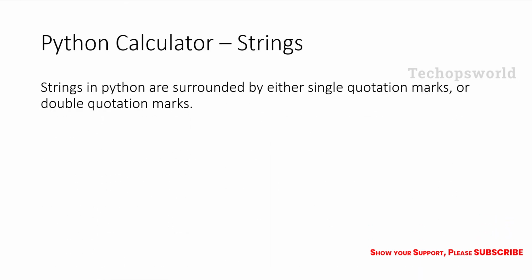So first, what are strings? Strings in Python are surrounded either by single quotation marks or double quotation marks. Anything surrounded by single or double quotation marks is called a string. We can do many things with strings, whether it is an algorithm implementation, some code implementation, or some data manipulation. We can assign a string to a variable, and we can do slicing and dicing. Everything we are going to learn in this video.